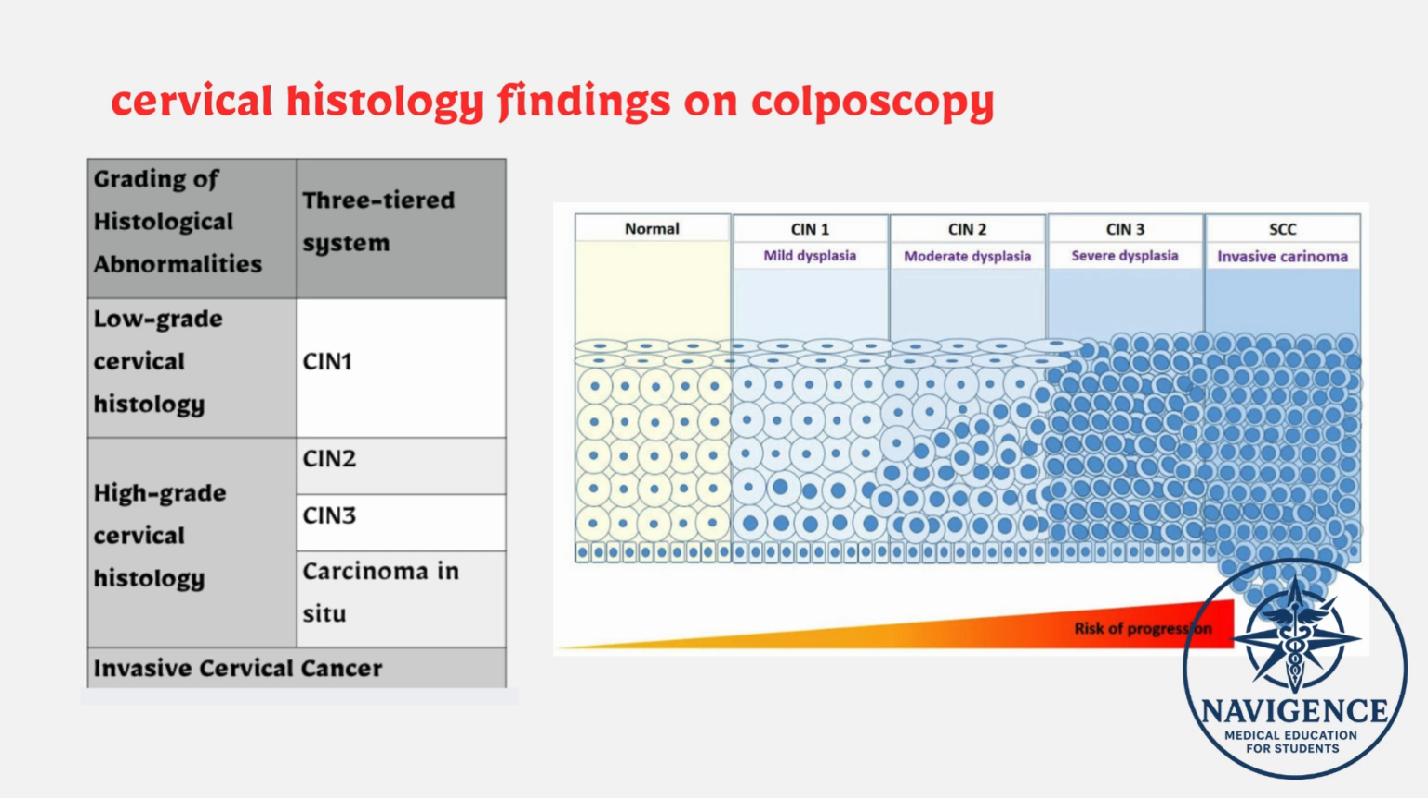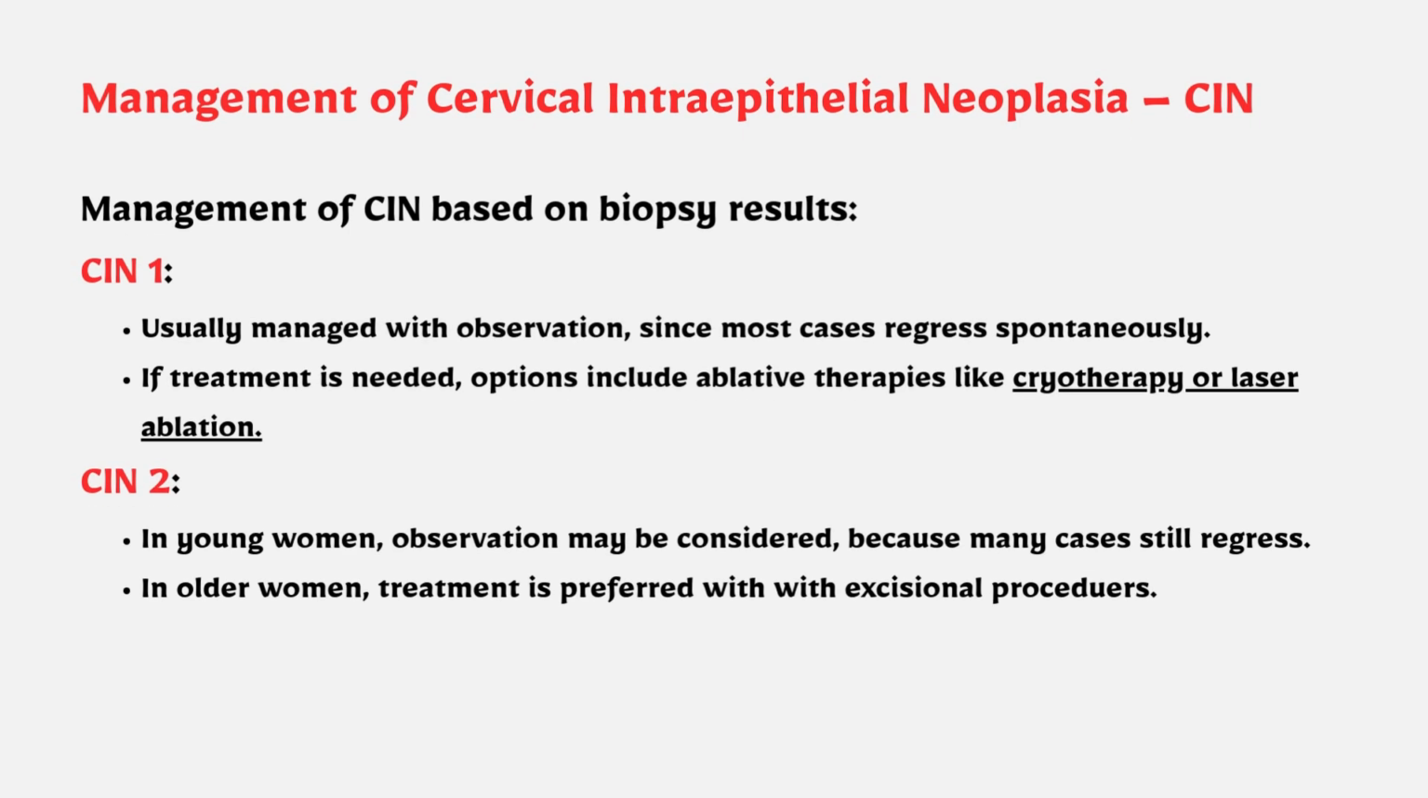High-grade, CIN2, in which abnormal cells extend into the lower 2/3 of the epithelium. And CIN3, in which dysplasia involves more than 2/3, up to the full thickness of the epithelium, but without invasion. These are not reassuring and require definitive management. Finally, invasive cervical carcinoma occurs when abnormal cells break through the basement membrane and invade underlying tissue. Now let's go over management of CIN based on biopsy results.